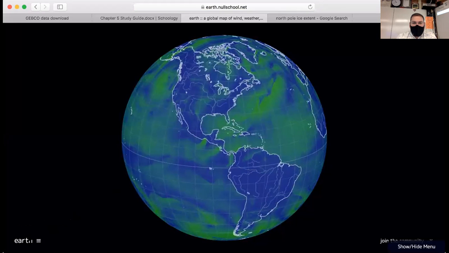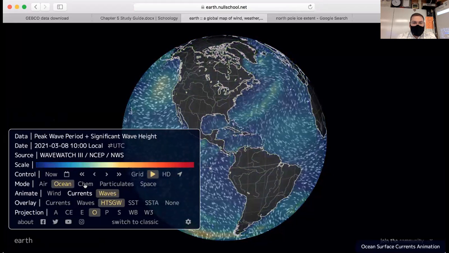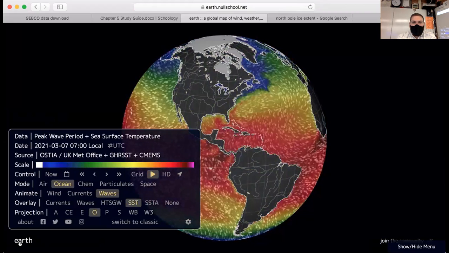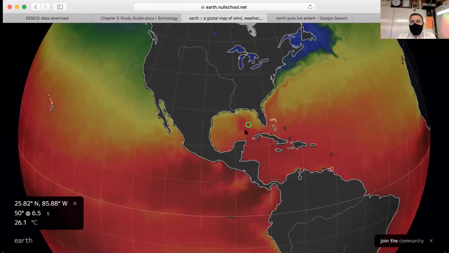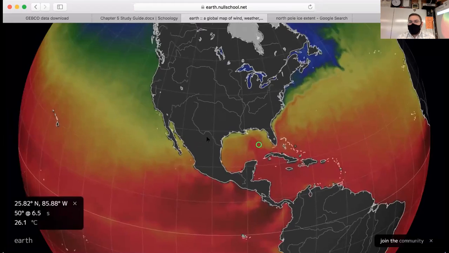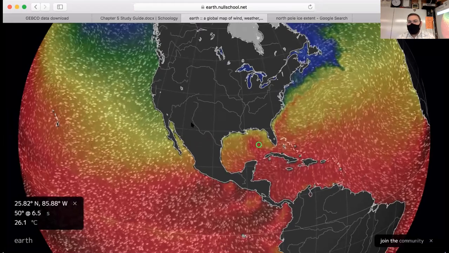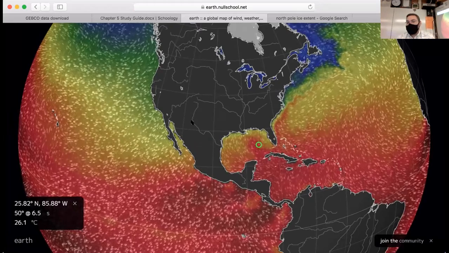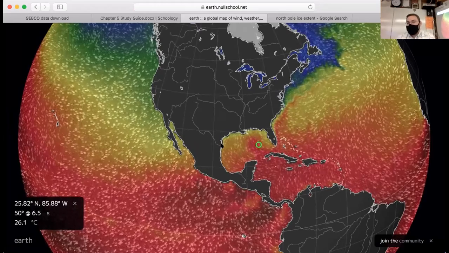When I mean warm water, let me go to Earth at null school, and I can go to ocean sea surface temperature. So, what happened a few weeks ago with the very cold temperature in Texas. Texas is right here. You can almost see the outline of Texas because you can see the Rio Grande. The Rio Grande River forms the border between Texas and Mexico for a large portion of its distance. Brownsville is down here.